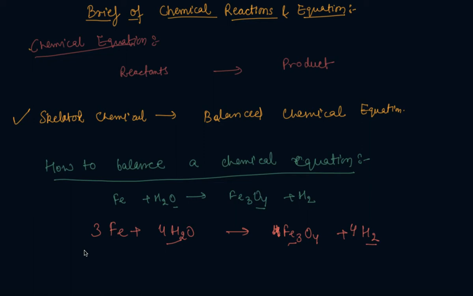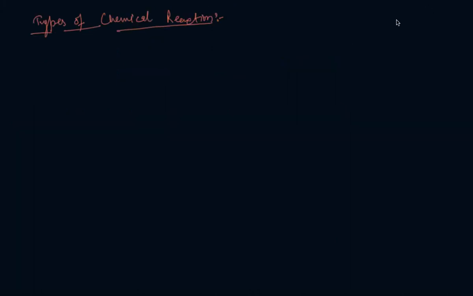Fe3O4 plus 4H2. Now we have to write all the elements with their physical states. So iron is solid, this is gaseous, this is also solid, and this is gas. Okay, students, so this is how we balance a chemical equation, as we discussed. Then we come to the types of chemical reactions.